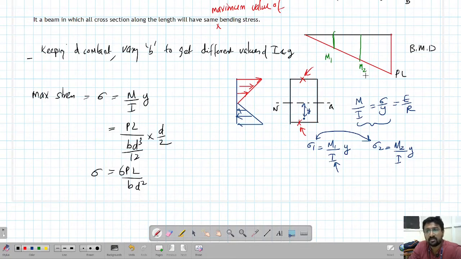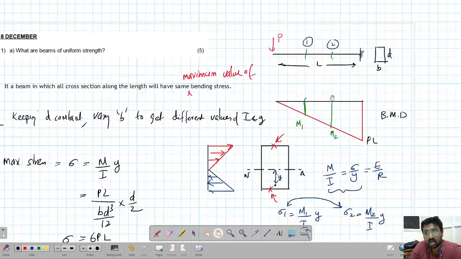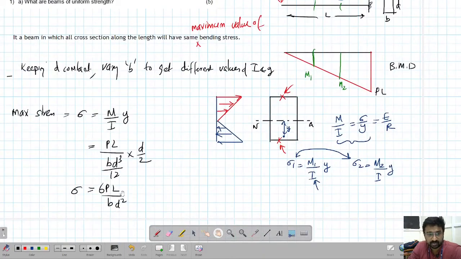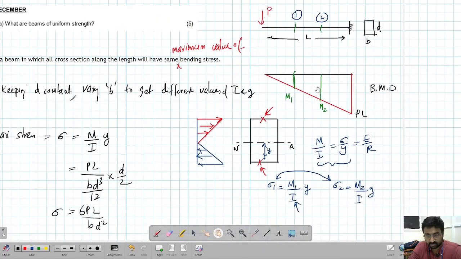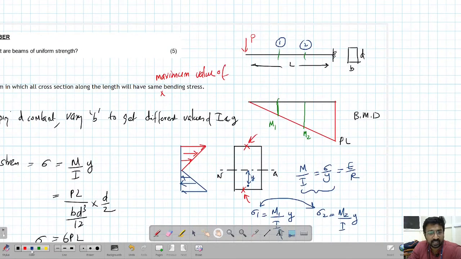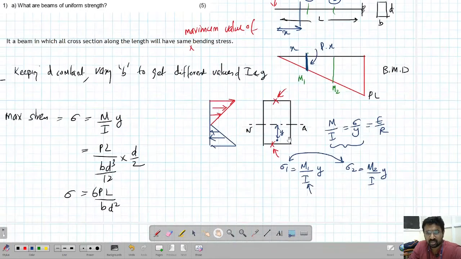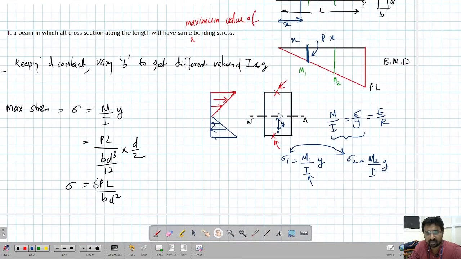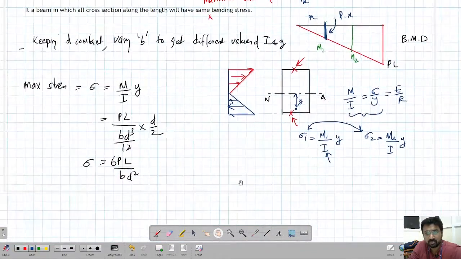So what we will see, we will try to make a beam such that at all the cross sections we will get this maximum stress, that is 6PL upon bd squared. So what we will do, we will take a random cross section at x distance from this end. What will be the moment at this location? The moment at this location will be P into x. You can see this P into the distance will be the moment at this location. It is negative, so we will consider sign here.